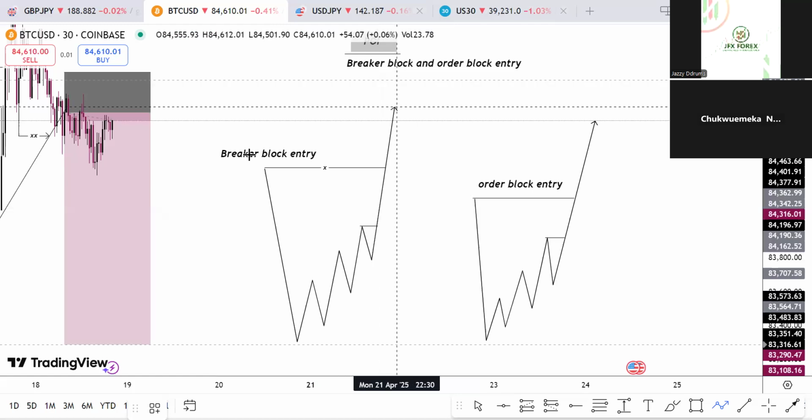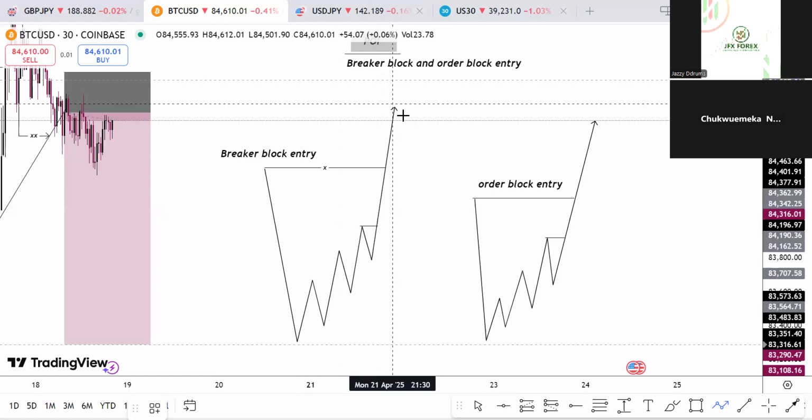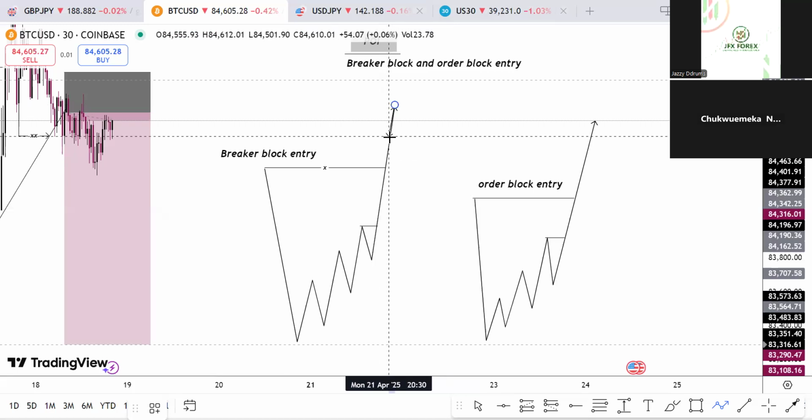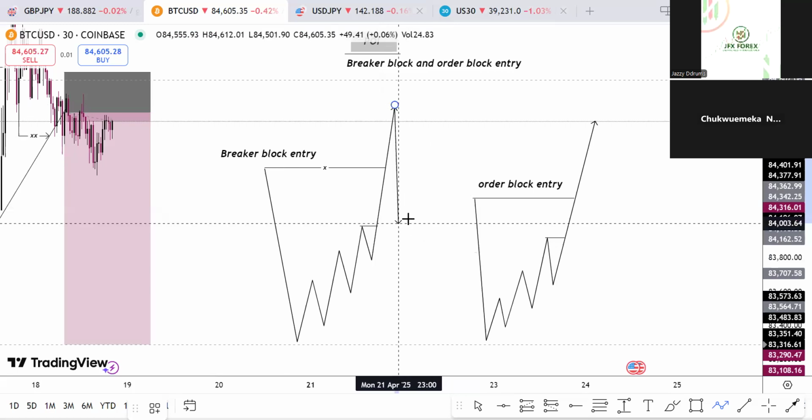So now the inducement happens this way. This particular inducement, that's the first pullback after this impulse move.